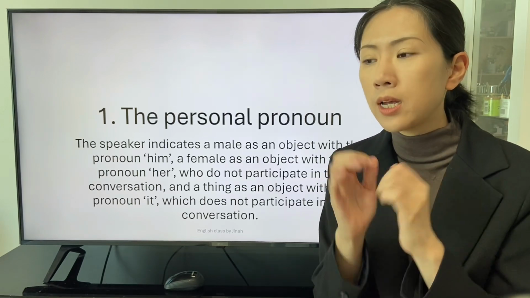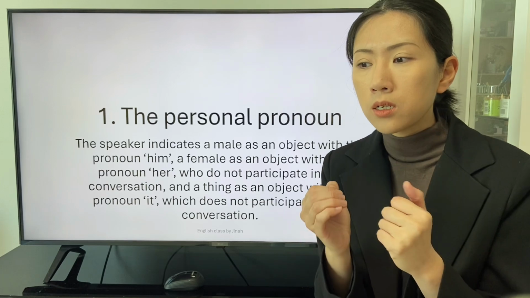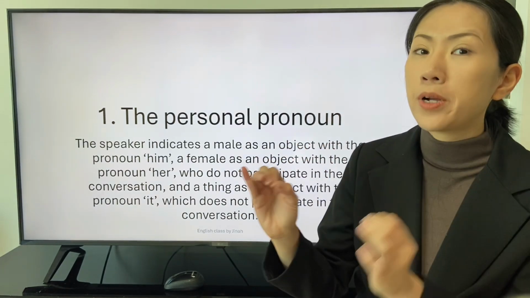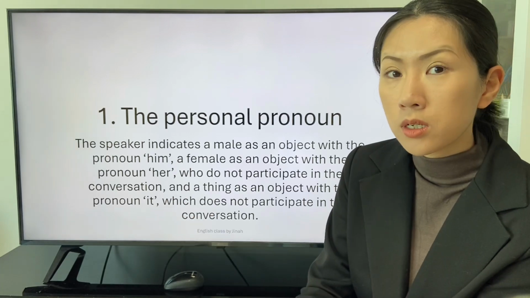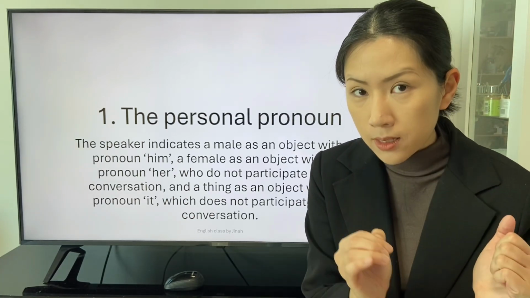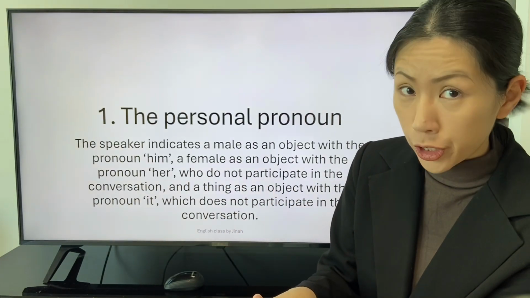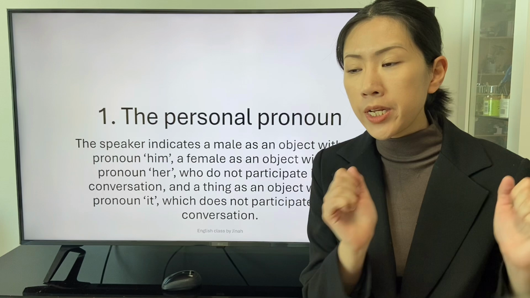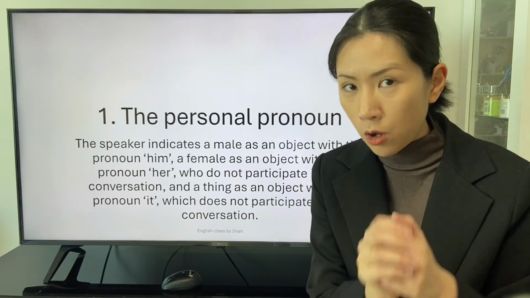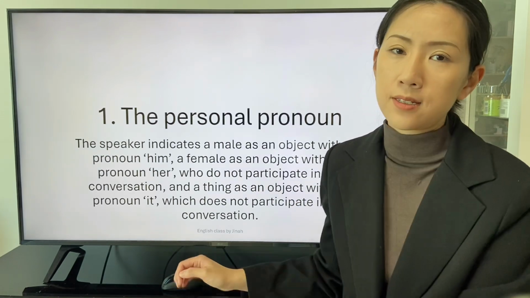The speaker indicates a male as an object with the personal pronoun him, and a female as an object with the personal pronoun her. The speaker indicates the thing as an object with the impersonal pronoun it.